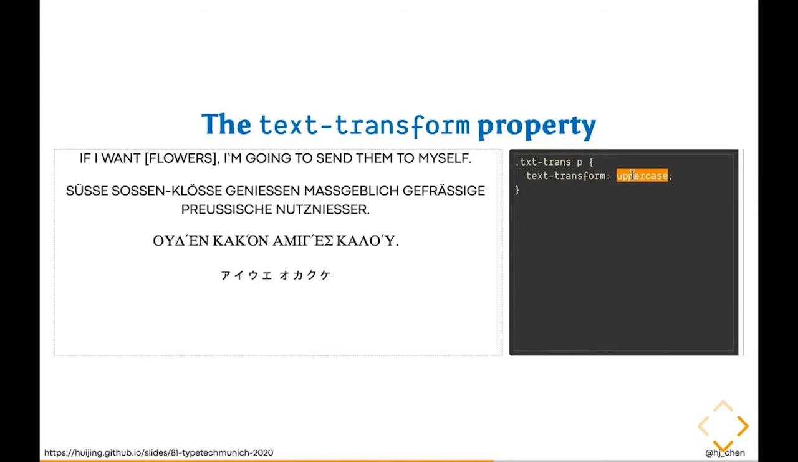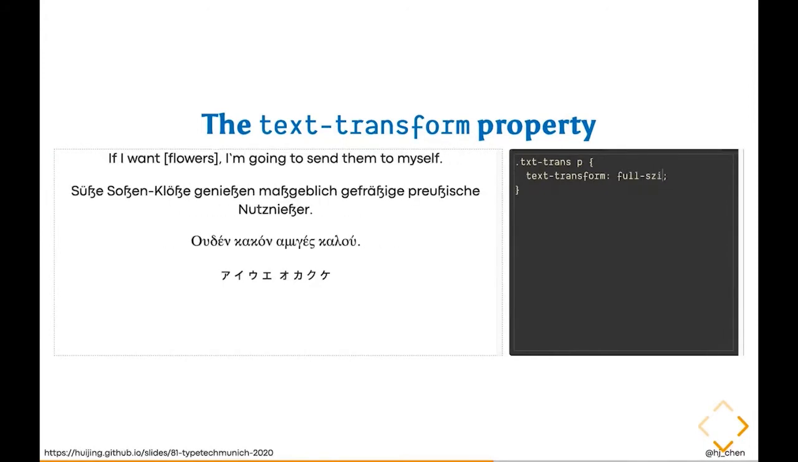And then there are also values that are very specific to certain languages. For example, Ruby is used, I think, exclusively in East Asian languages. So there is a value called full-size kana that is applicable when we are typesetting Japanese texts. This is mostly used for Ruby annotations.